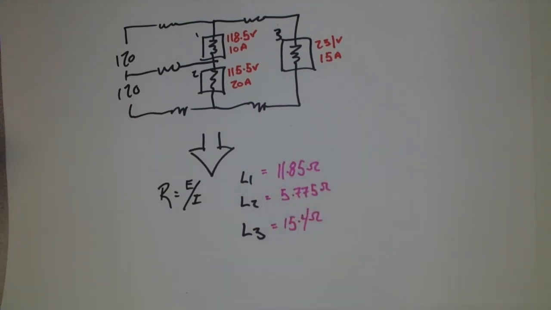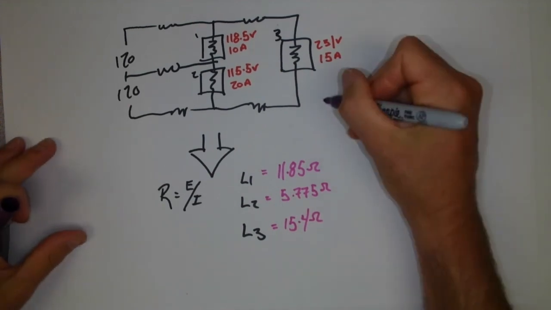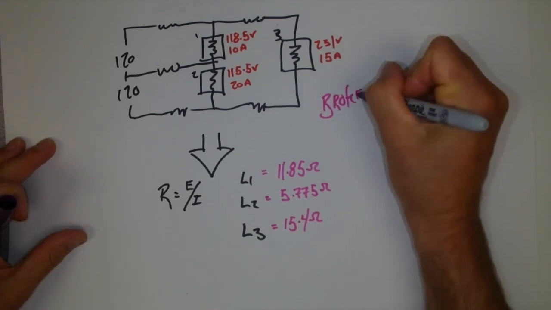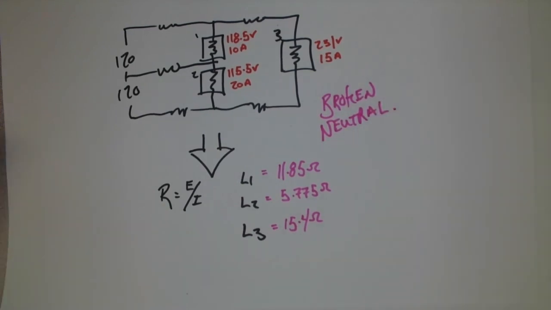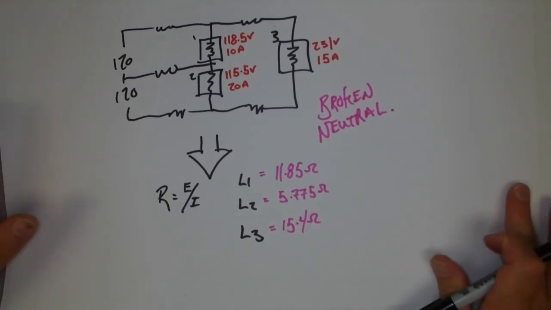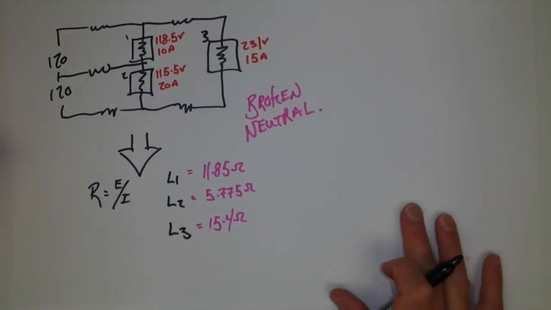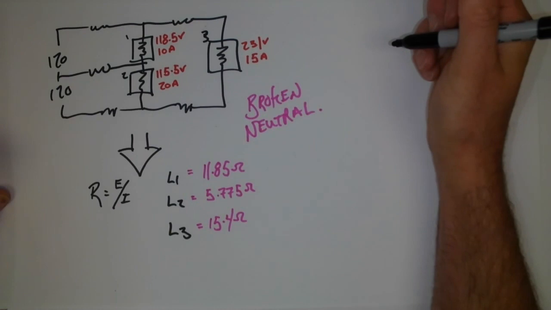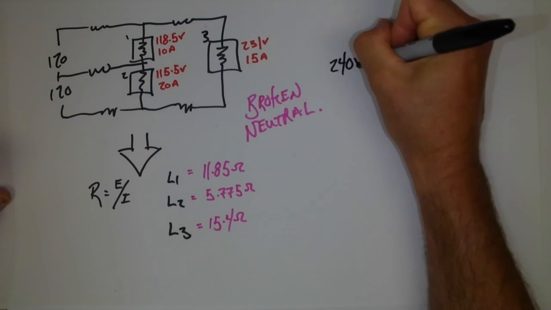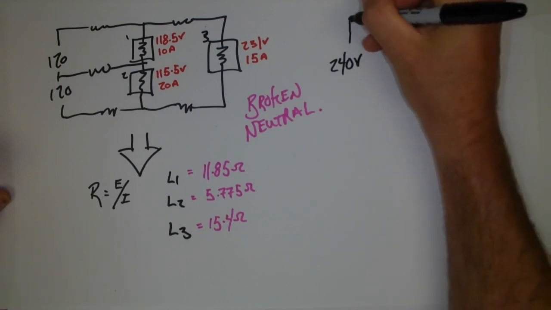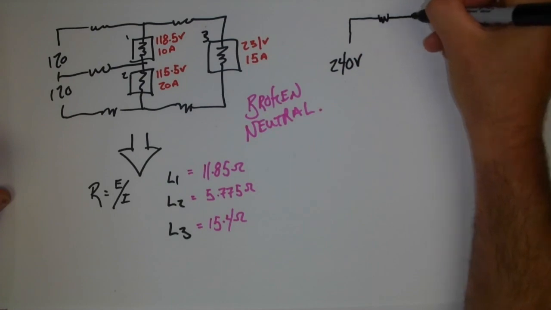15.4 ohms. And so what this then leads to is if we have a broken neutral condition, well, broken neutral means that we now have to use these ohmic values in order to build ourselves a new circuit. So not too terribly difficult, but certainly time consuming. So let's see what our new circuit's gonna look like. Well, our new circuit with a broken neutral is essentially a 240 volt source. And that 240 volt source has this.